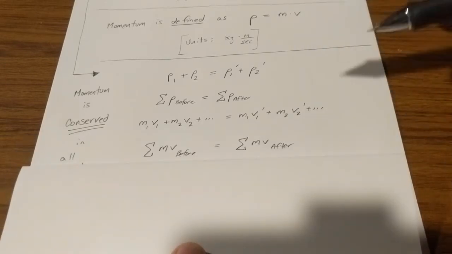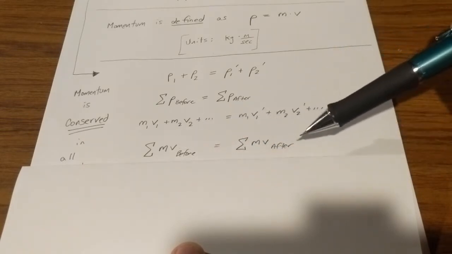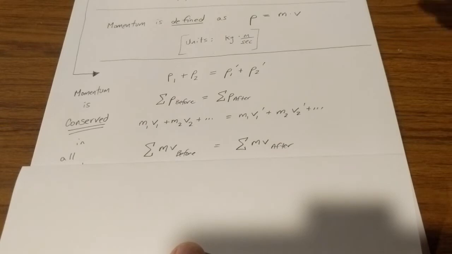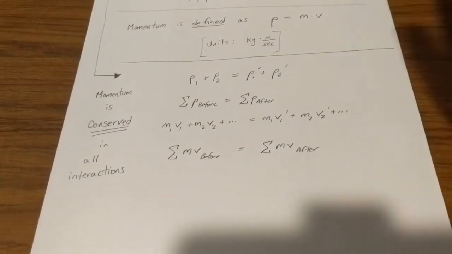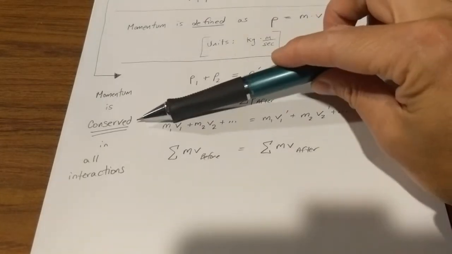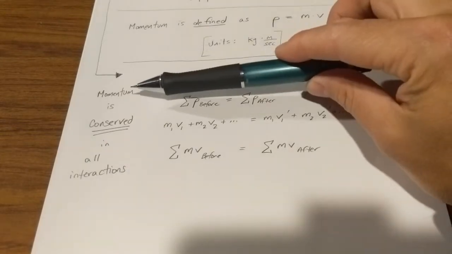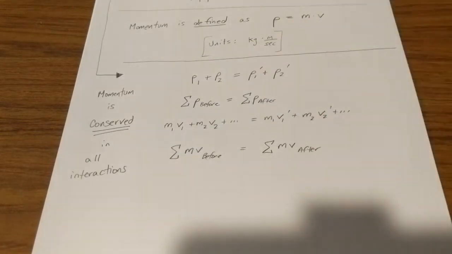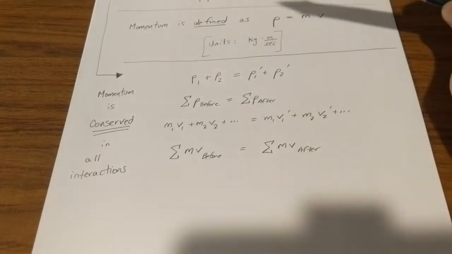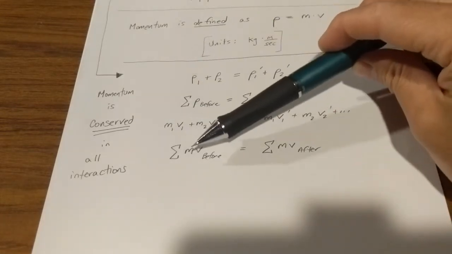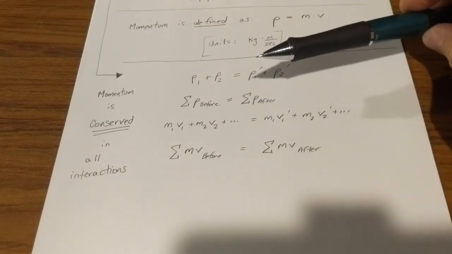Here it is written out kind of longhand. Here's another way to think of it: if we add up all of the mvs before and after the interaction, they have to be equal to each other. That should remind you of what we just finished doing with energy, which is that we dealt with the conservation of energy. So here is a fact that was proven: momentum is conserved in all interactions. Conserved meaning it's the same before as it is after. Momentum is conserved over time, whereas energy was conserved over location.